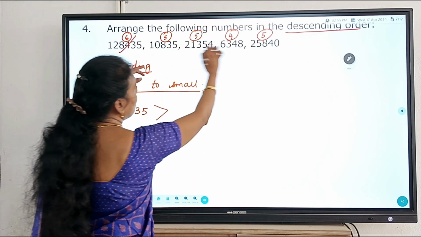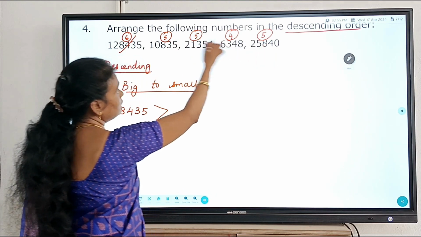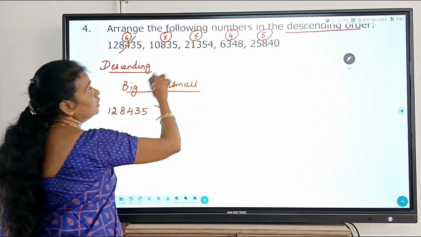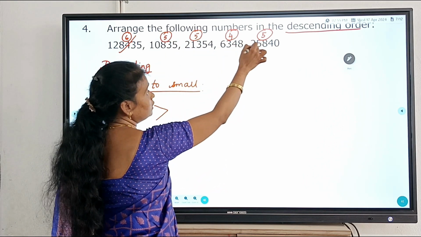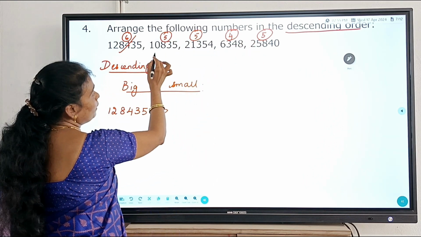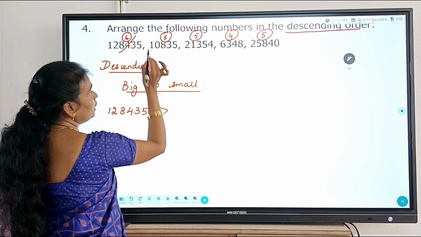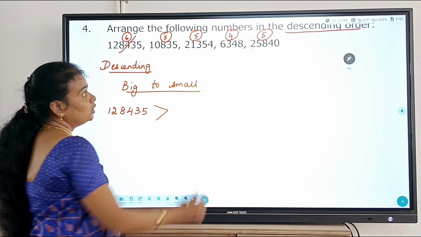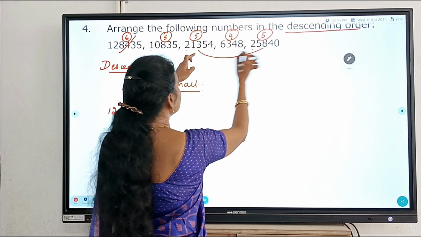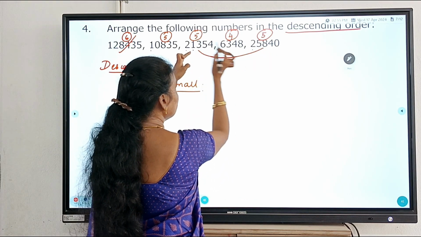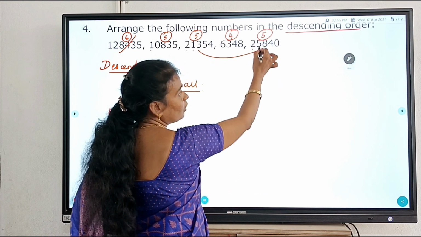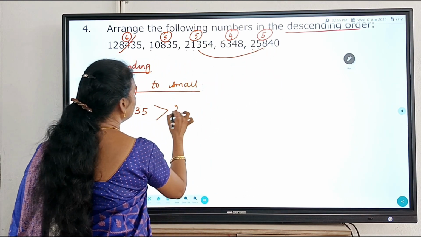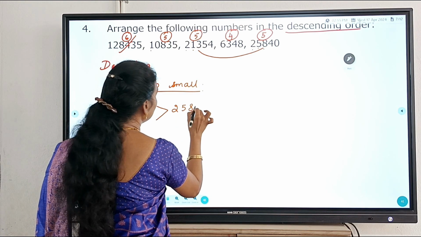Next, we have to compare these 4 numbers. Of these, 3 numbers consist of 5 digits. So of these 5 digit numbers, which one is the biggest? So compare the numbers. The first digit is 1 here, 2 here, and 2 again on this side also. So now compare these 2 numbers. The second digit, here 1 and here it is 5. So 5 is bigger than 1. So this number has to be written here since that is the bigger one.